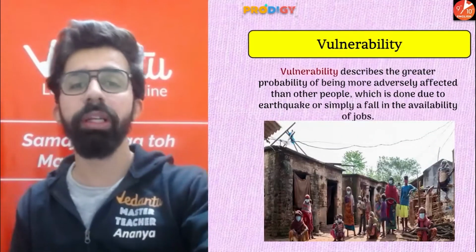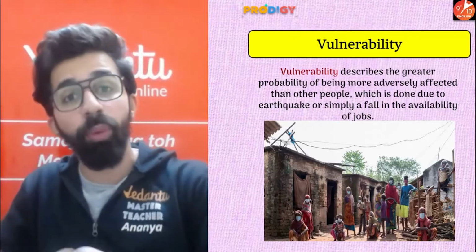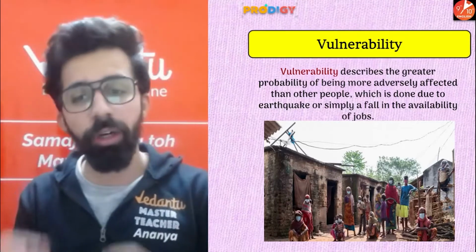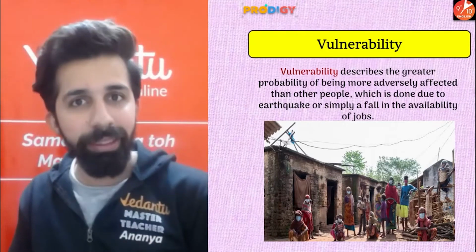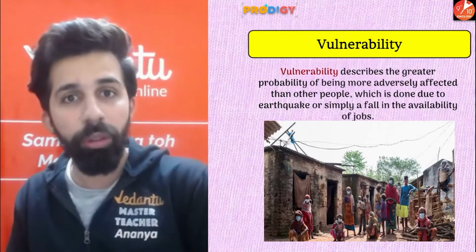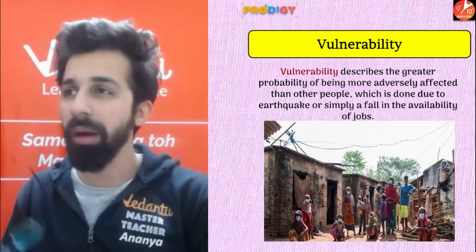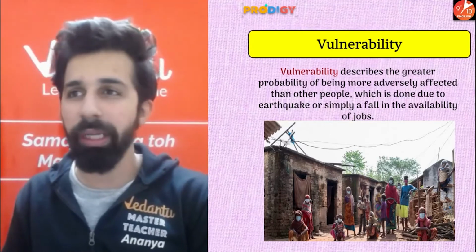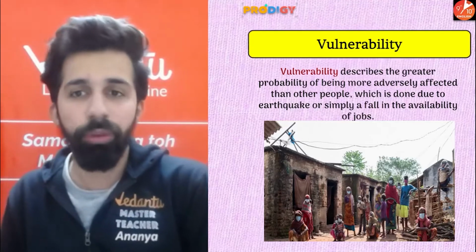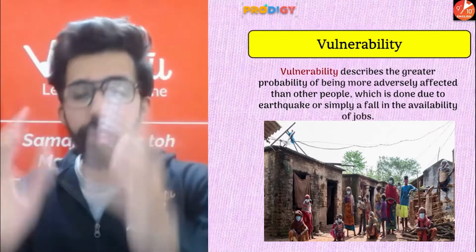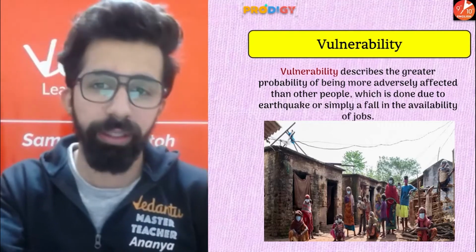Second one, guys, vulnerability. Vulnerability describes the greater probability of being more adversely affected. Poor people have a greater probability, they are more prone to natural disasters like earthquakes, volcanoes, floods, or inflation. Okay, they are at higher risk. Cool. So vulnerability describes the greater probability of being more adversely affected than other people.